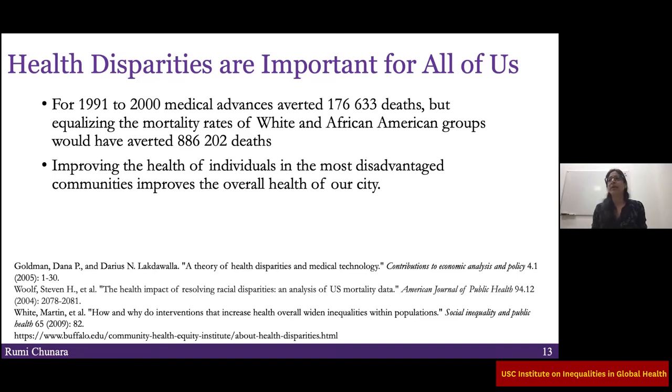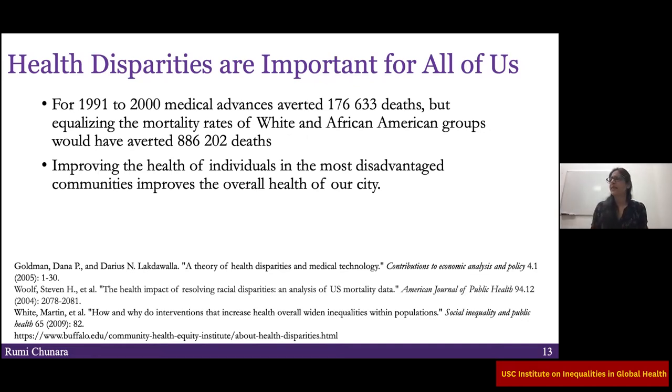But at the same time, they also looked at what would happen if we spent, during that same time, equalizing mortality amongst different groups. And you can see how there's actually different avenues we can pursue as we continue our scientific inquiries.